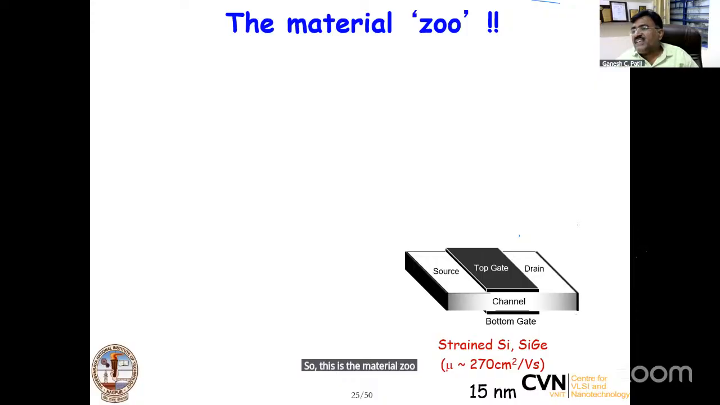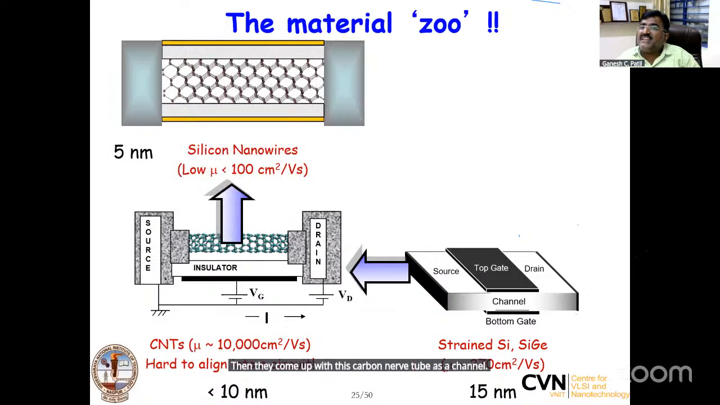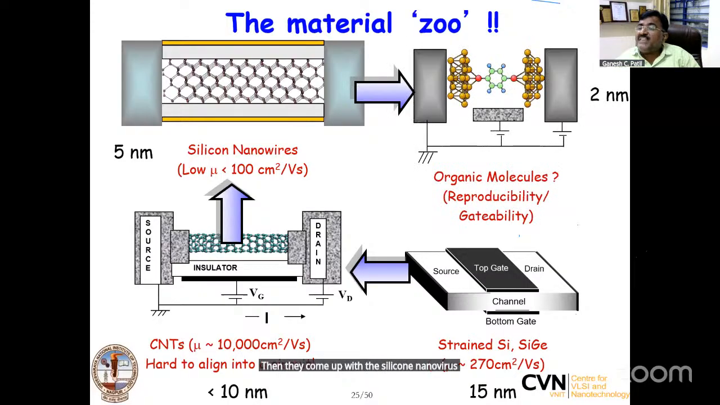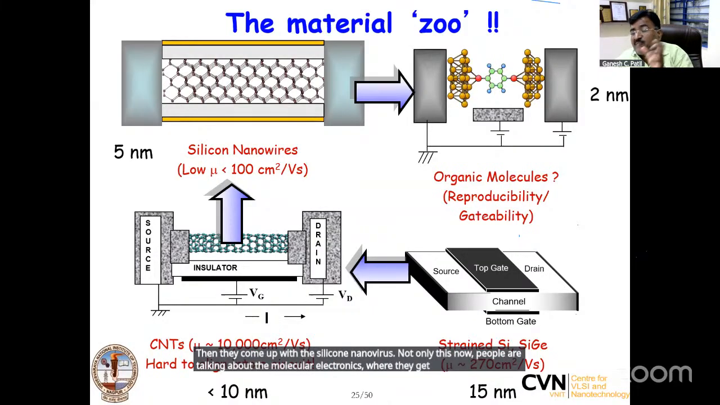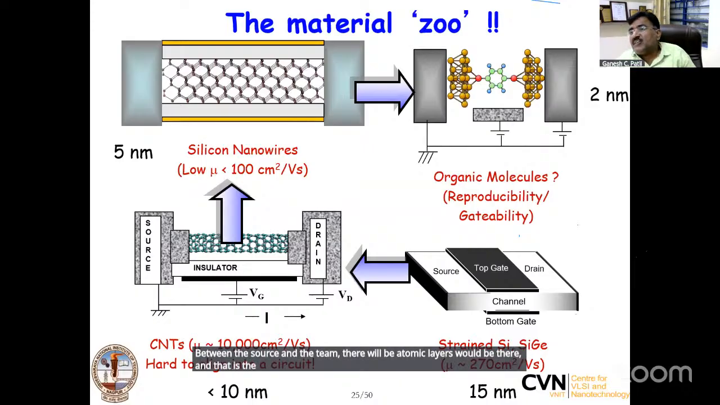People come up with strained silicon, that is silicon germanium material. Then they come up with the carbon nanotube as a channel. Then they come up with silicon nanowires. Not only this, now people are talking about molecular electronics, where the gate will be controlled by the molecules. Between the source and the drain, there will be atomic layers, and those 2D materials or molecules would become the channel for the field effect transistors.